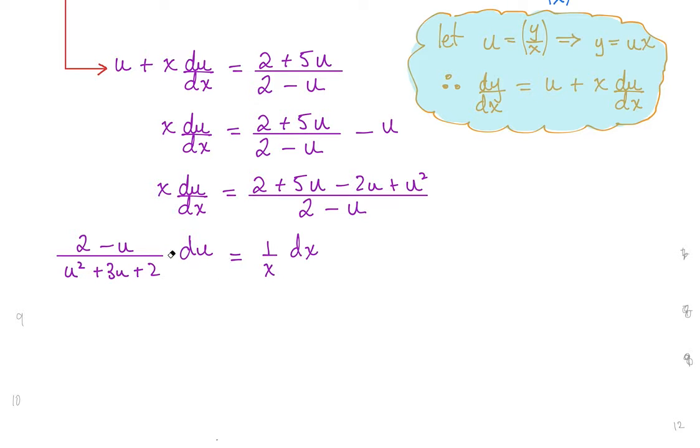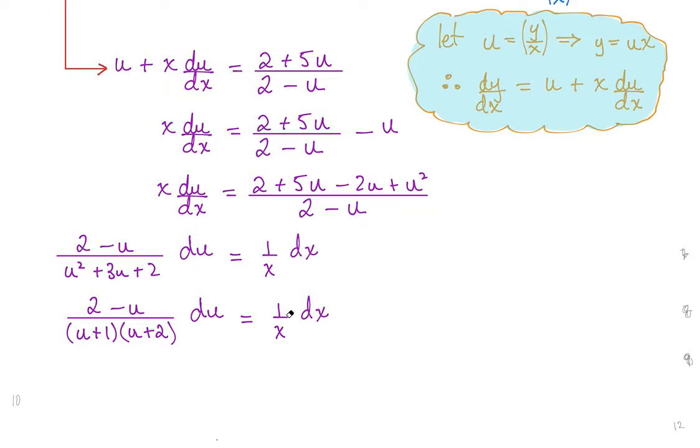And now I've got my variables separated, so I've got this expression on the left and 1 over x dx on the right. Now when I look at this, I say, boy, that looks like that's probably a partial fraction situation. So what I need to do is further factor this. So I have (2 minus u) over (u plus 1)(u plus 2) du equals 1 over x dx.